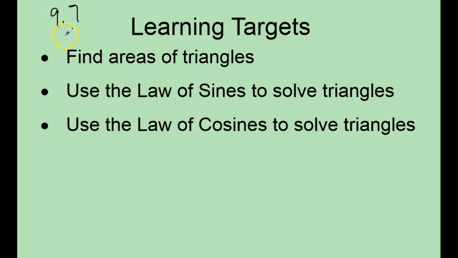All right, here we're looking at section 9.7, and our learning targets for today are first we're going to find areas of triangles. And you've been doing this in the past. We used our 1/2 base times height, but there's some other information that we may or may not have with those triangles, so we can use some of the information today to find areas of all triangles. Then we're going to be using the law of sines to solve some triangles and the law of cosines to solve triangles. And remember that when we're solving triangles, we are finding all three angles and all three side lengths.